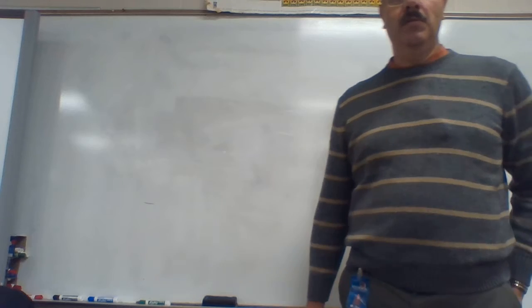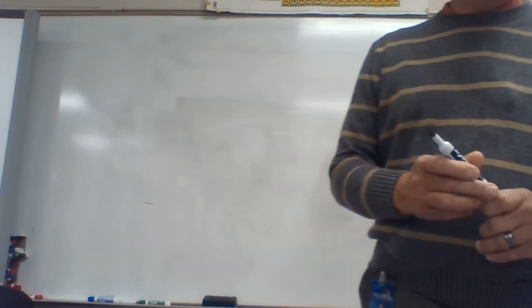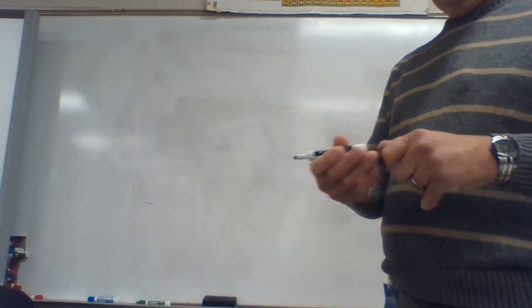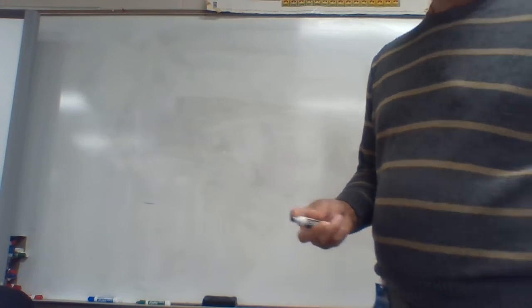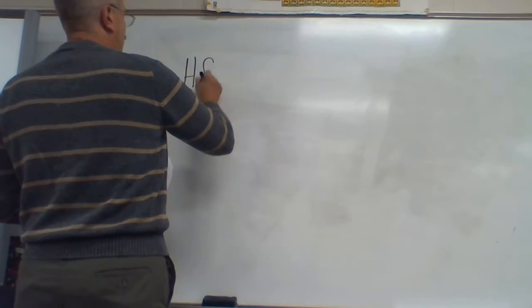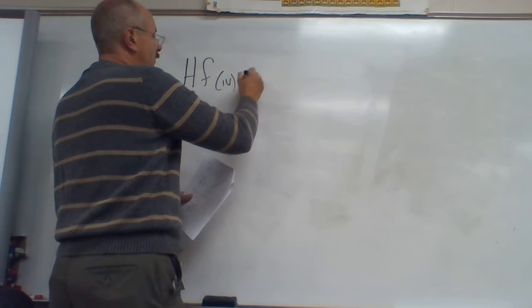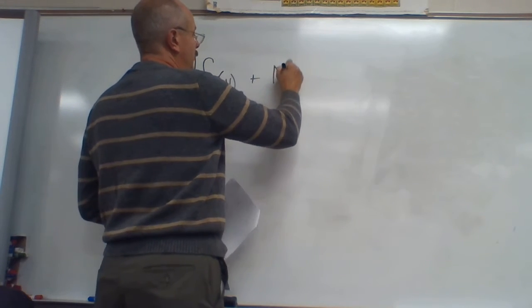It's time to do the second half of this review for balancing equations. I've already done the first half. This is the second half. We are on the synthesis ones. At this point, you're given one side and you have to come up with the other side. So you've got HF, in parentheses, IV, plus N2.